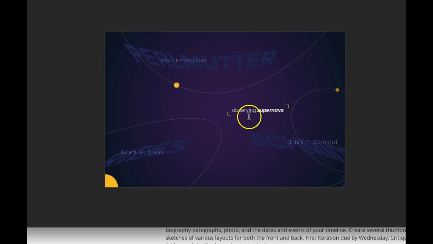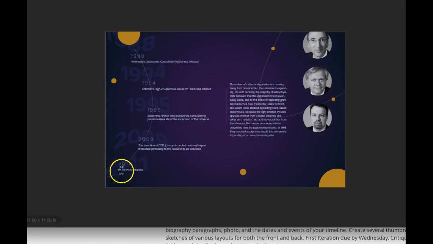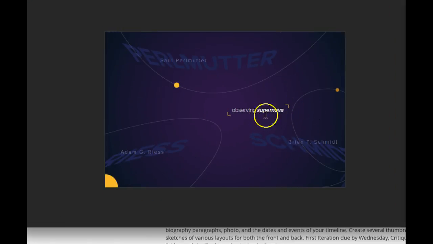something about the Nobel Prize, so that the viewer looks at the front and knows this is about Nobel Prize laureates. So maybe you could say Nobel Prize of the year, whatever that year was, 2011. So just underneath observing supernova, Nobel Prize 2011. I think that will really encapsulate the information that the viewer is going to be absorbing throughout this presentation.